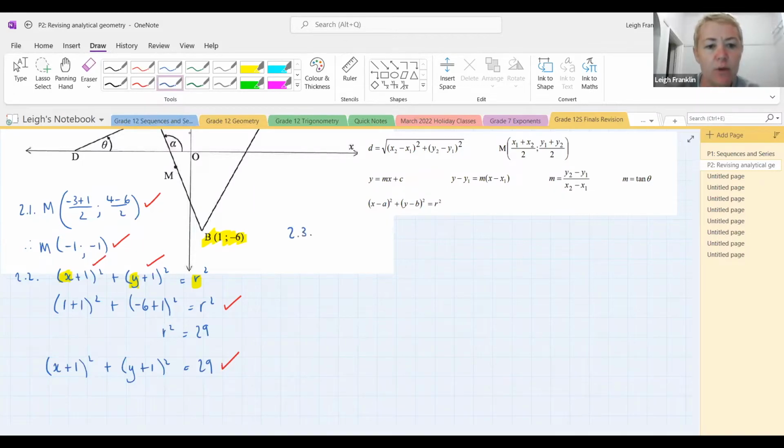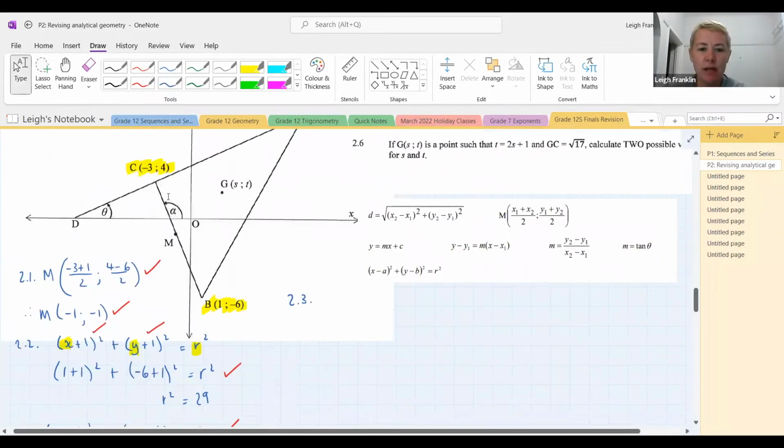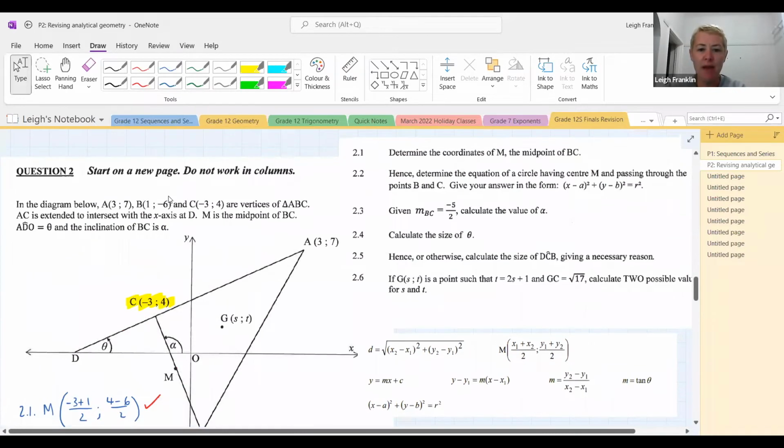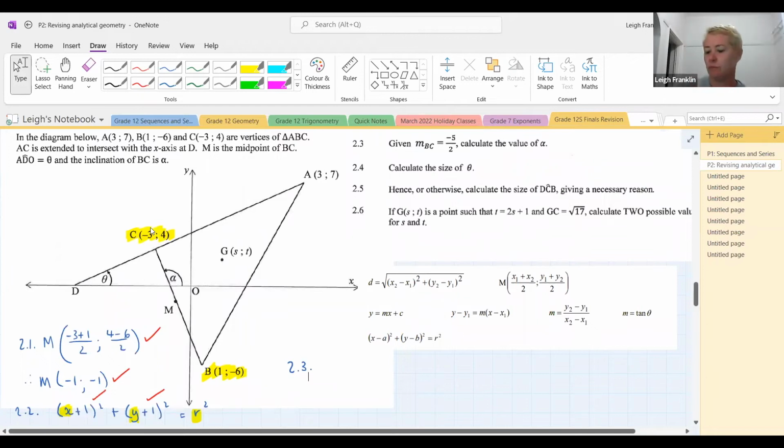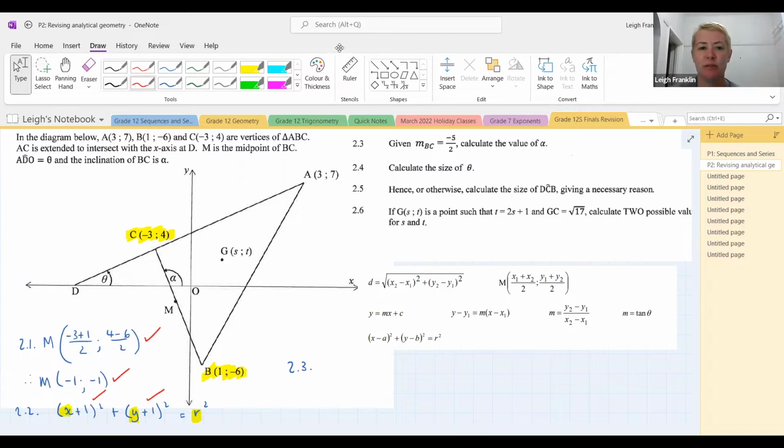Okay, so 2.3 now. Let's go and have a look at what 2.3 is asking us. So given that the gradient of BC is -5/2, calculate the value of alpha. So given that BC has a gradient of -5/2, calculate the value of alpha. So what do we do here, Matrix? What do we write?